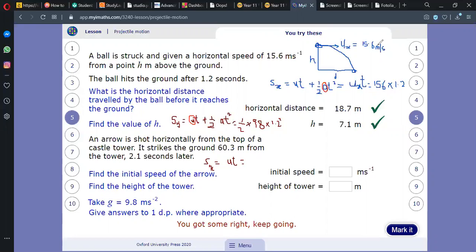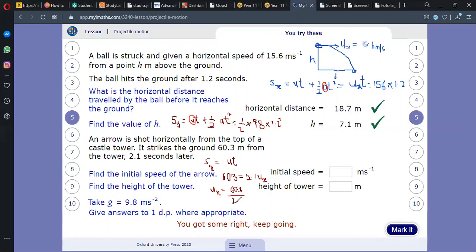So that simply means that what I have here is simply Sx, which is given as 60.3 in the question, 60.3, and that is going to be equal to ut. What's my time? That's 2.1, so I can just multiply and have 2.1u. Don't forget that u is actually ux. So ux in this case is supposed to be equal to 60.3 divided by 2.1. So just like I said, it's just a case of change of subject.